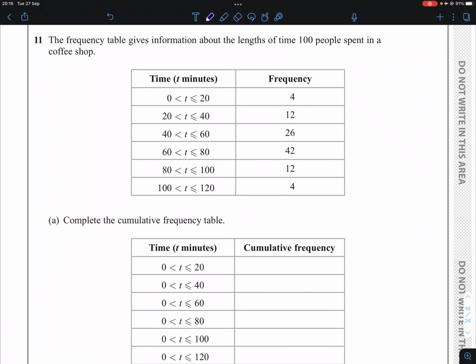Question 11. We have a frequency table to do with the length of time that 100 people spent in a coffee shop. So 4 people spent between 0 and 20 minutes, for example. 12 people spent between 80 and 100 minutes, so on and so forth. Complete the cumulative frequency table.